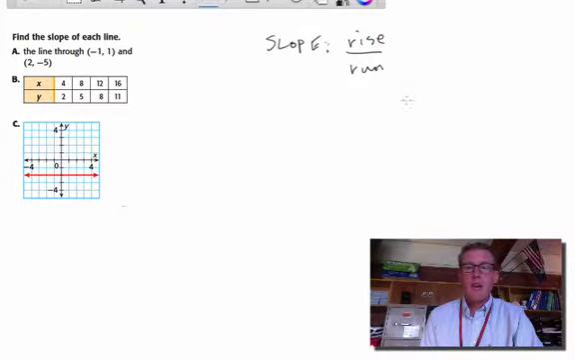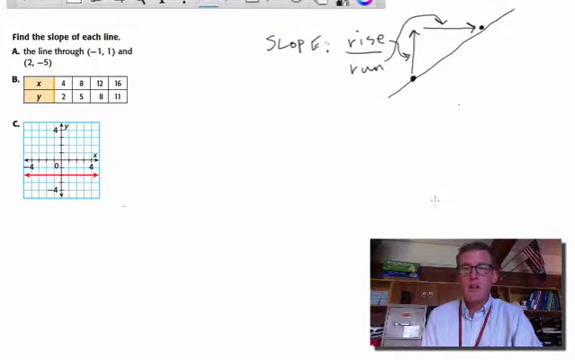In other words, what we're looking at is from a singular point here, how high do we go and how far over do we go? This is the rise right here, and this is the run, until we get to another point. And then the slope is this line right here. Okay? And so it's just a ratio of rise over run.